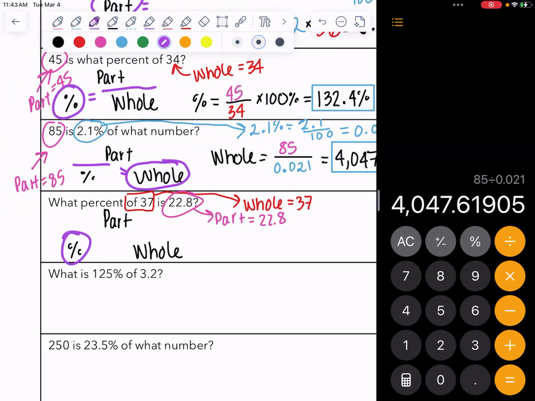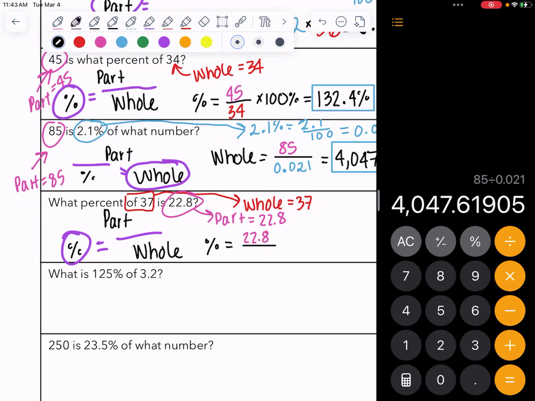We're solving for the percent. So that'll be equal to the part divided by the whole. And we're going to need to convert it to a percentage by multiplying at the end because we're solving for a percent. So we're multiplying by 100 at the end. So I'm taking my part, 22.8, and dividing it by my whole, which is 37. And then I will multiply the whole thing by 100 to get it in percent form.